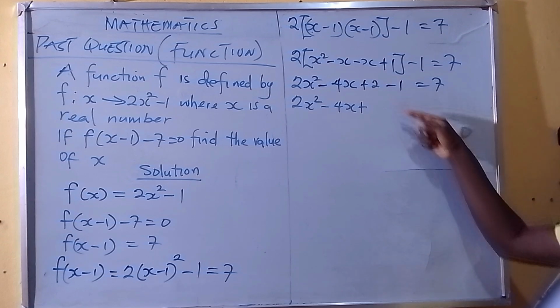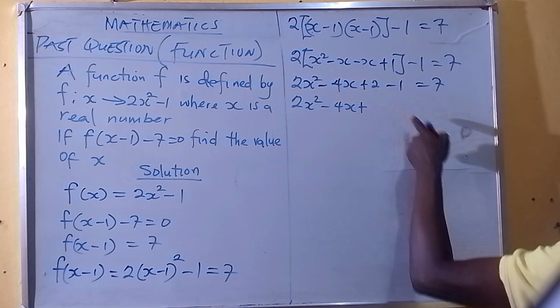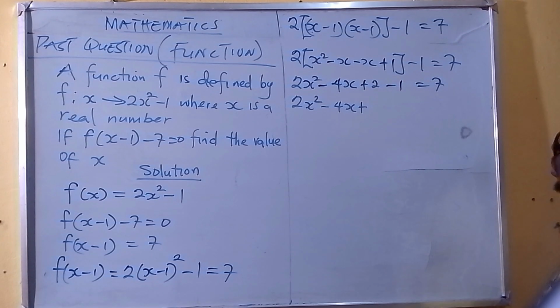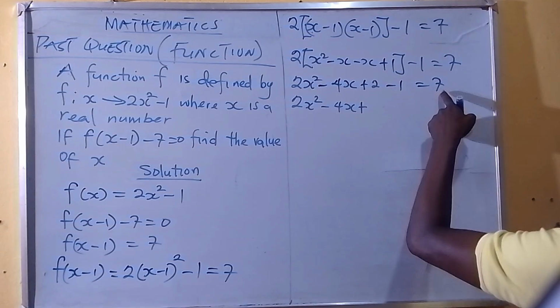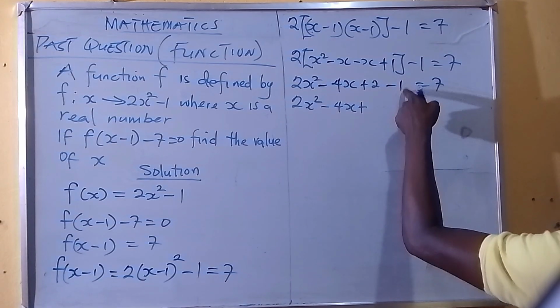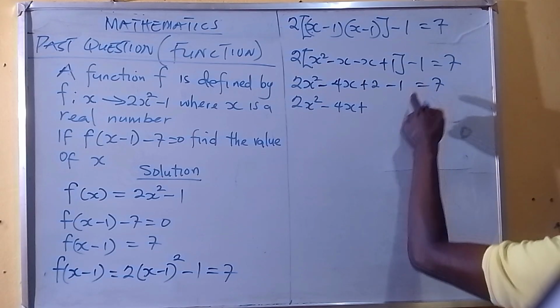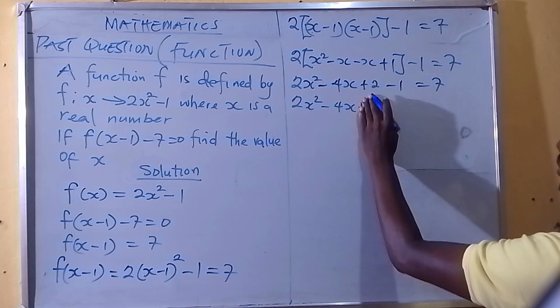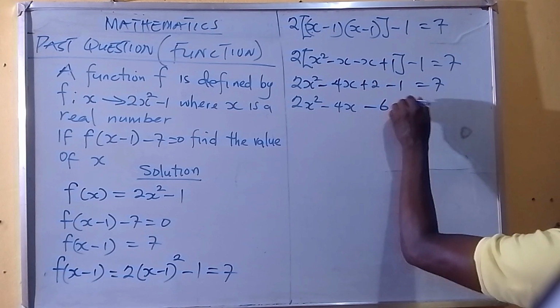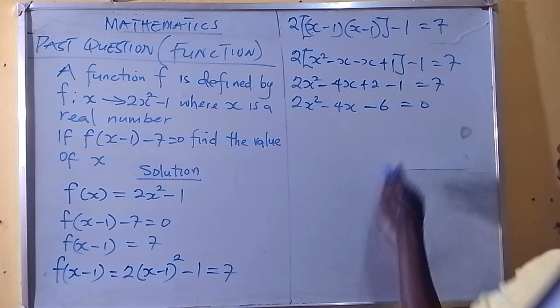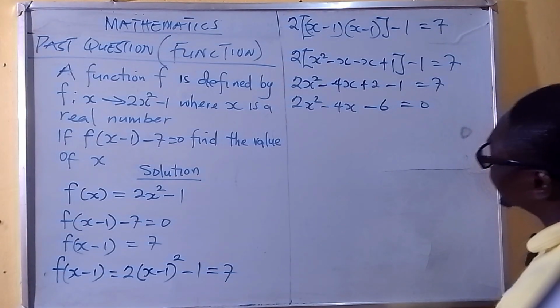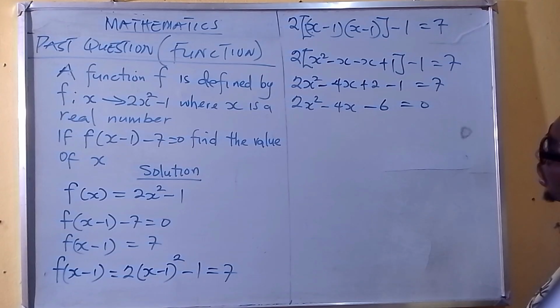If I move this 7 to the left hand side, it will now be minus 7. So 1 minus 7 will give me minus 6. And I have 2x squared minus 4x minus 6 is equal to 0. So you can see that it is a quadratic equation.